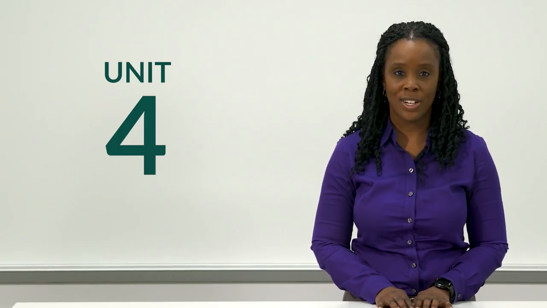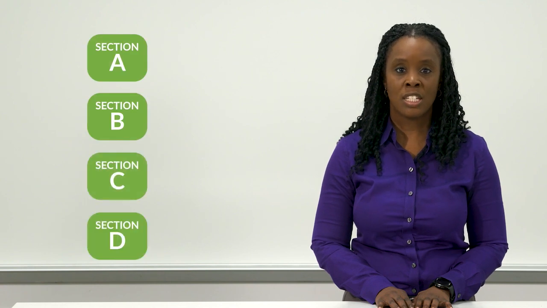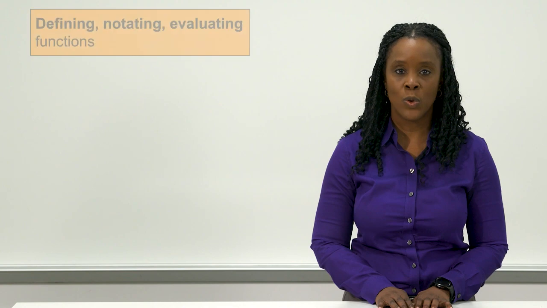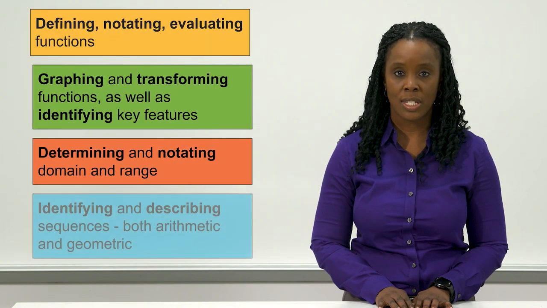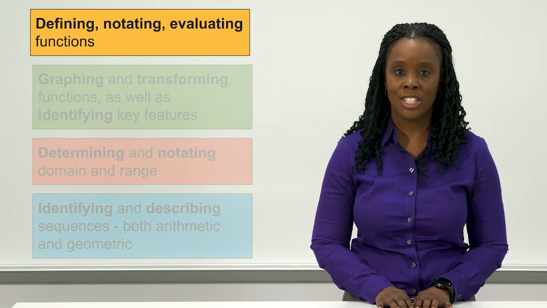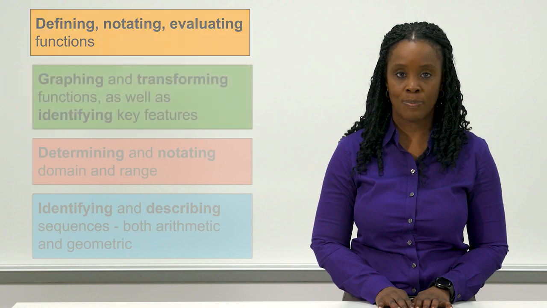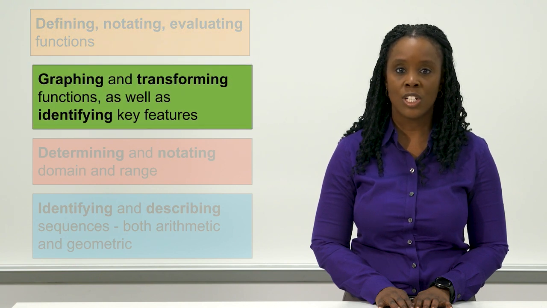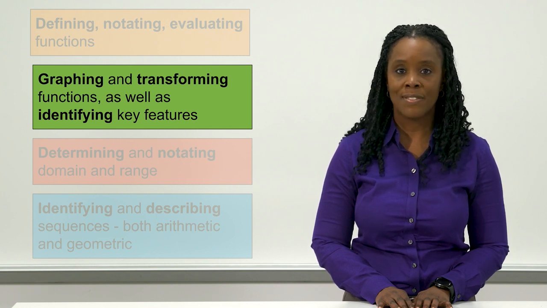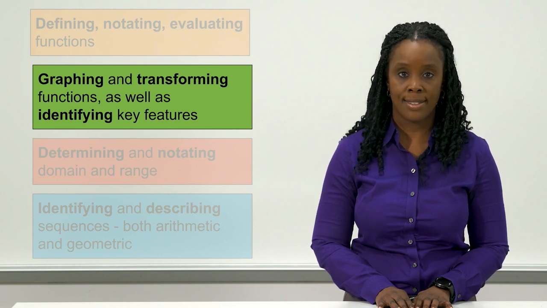Introduction to Unit 4. Unit 4 is chunked into 4 sections and works towards having students master the following 4 skills. First, students must decide whether relations define a function and then evaluate the functions expressed in function notation. Next, students learn to graph linear functions on the coordinate plane and identify key features, as well as identifying transformations of the parent function f of x equals x.